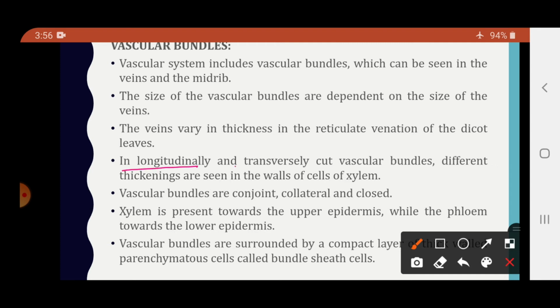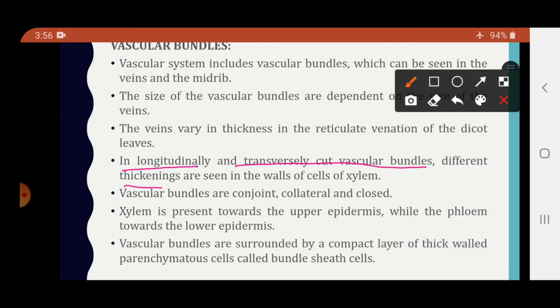In longitudinally and transversely cut vascular bundles, different thickenings are seen in the walls of the cells of the xylem. So basically, in the vascular bundles that are longitudinally and transversely cut, you will see various thickenings in the wall of the xylem. Now, which type of vascular bundles are there?